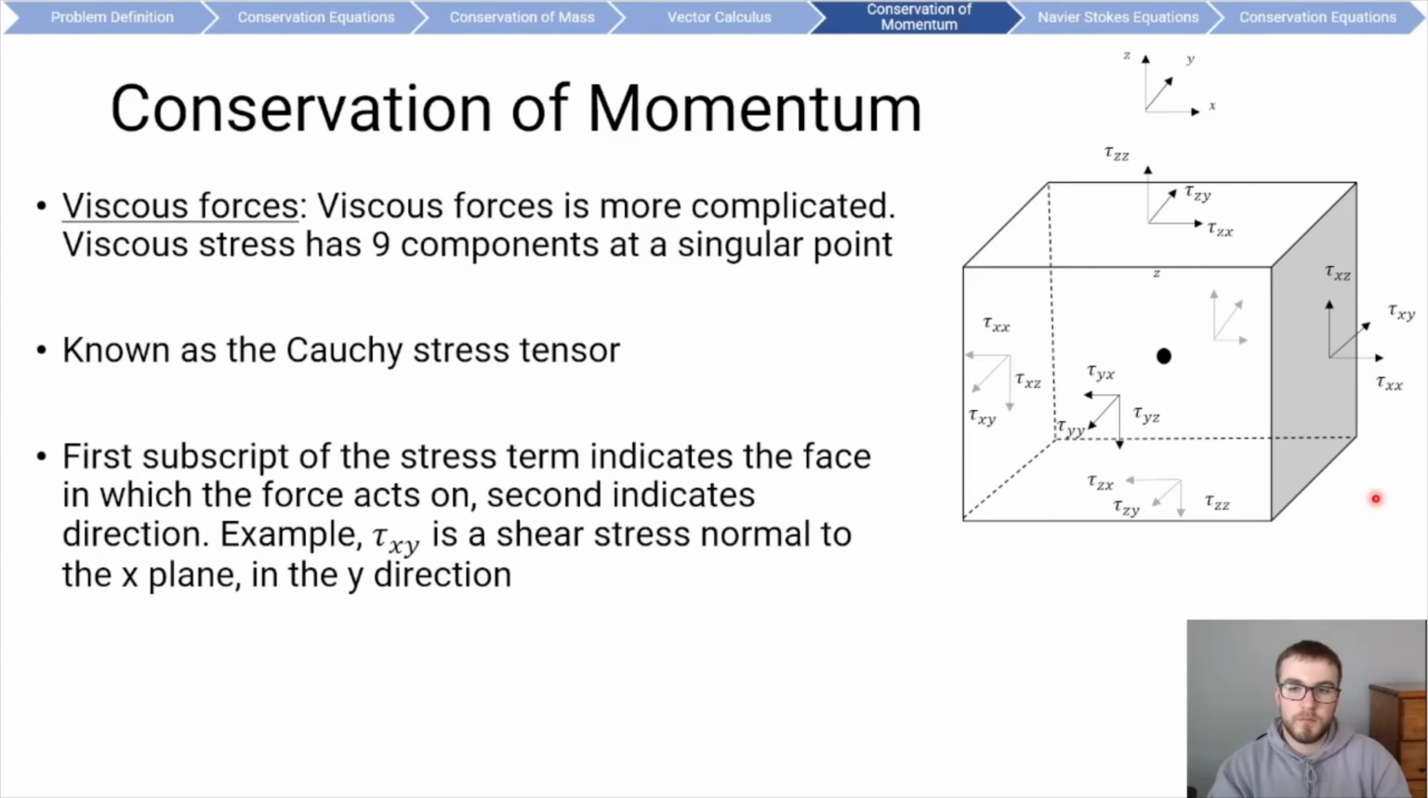So the first subscript tells you the surface on which the force acts. With the subscript being x here, it acts on a surface normal to the x direction. With the first subscript being z here, it acts on a surface normal to the z direction. Similarly for the y. And the second subscript indicates the direction in which that stress acts, as seen on screen also. So this is how we describe the viscous stresses acting on our fluid element.